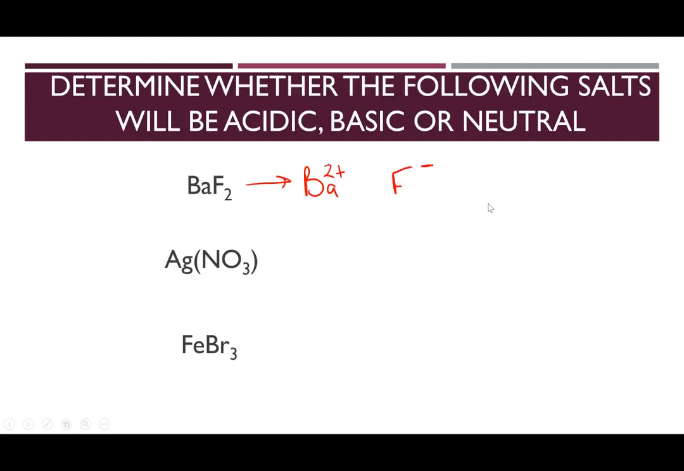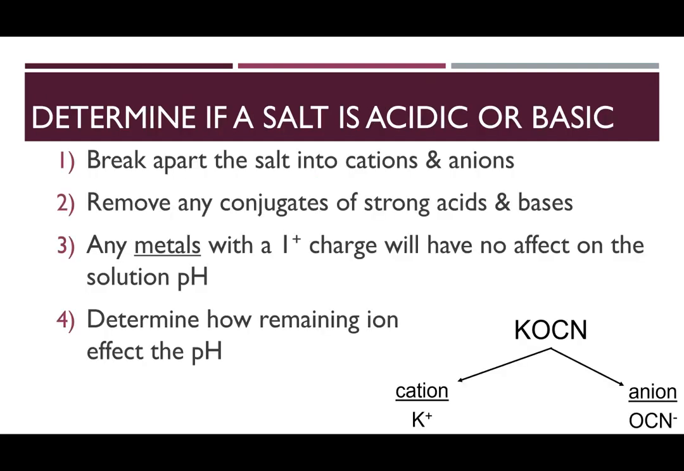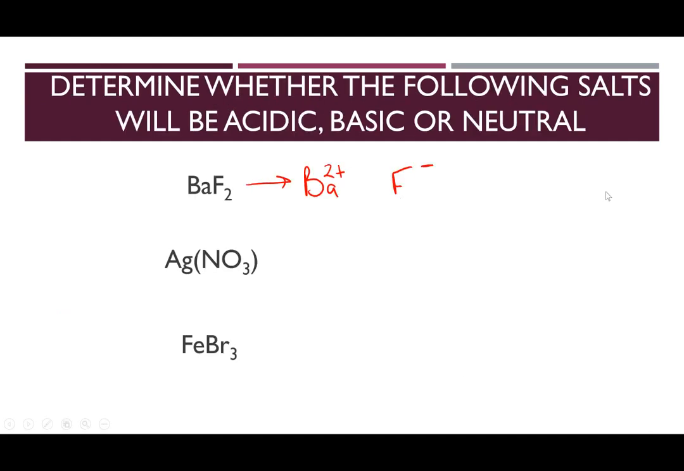So now we have to ask ourselves, if beryllium was in a compound with a base, so it would look something like this, Be(OH)2, would this be a strong base? And the answer is yes, right? So beryllium is a group 2 metal. So a group 2 metal with hydroxide would be a strong base. So beryllium is a conjugate of a strong base. So that would have a neutral effect. We're going to get rid of that.